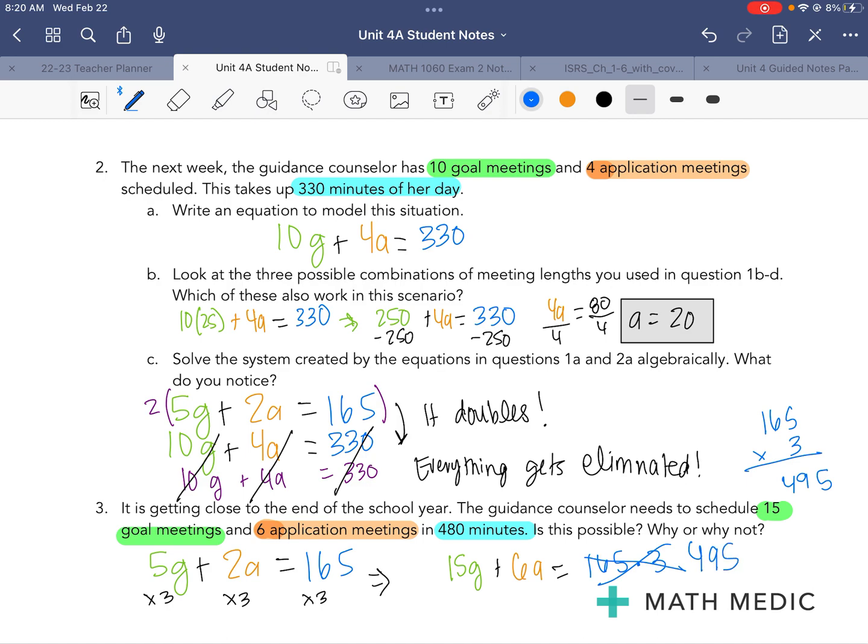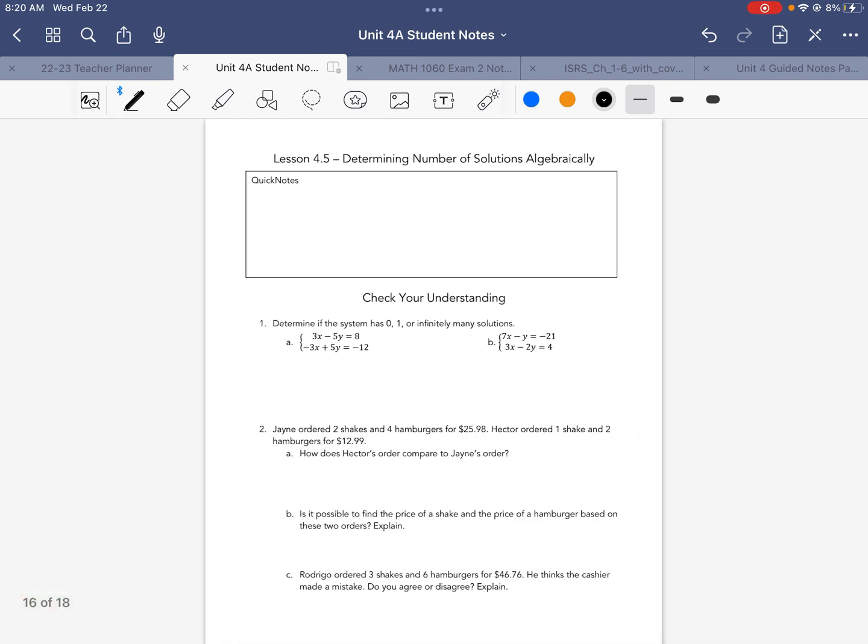So what we notice is that 495 is not the same as 480. So can she do it in 480 minutes? No. It would take 495 minutes, not 480. Okay.